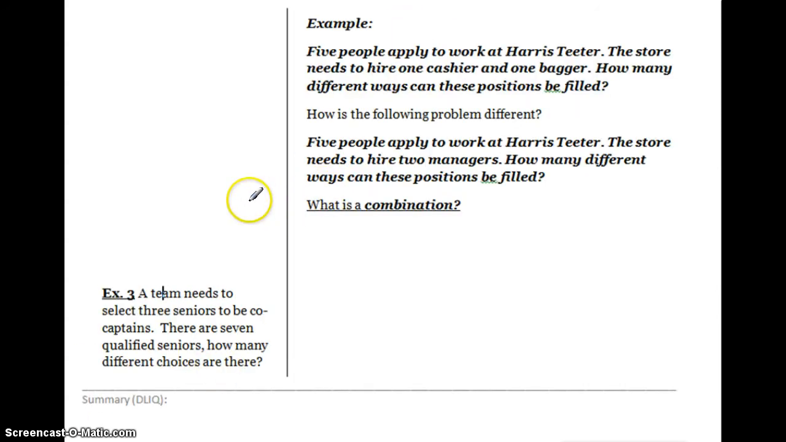Last but not least, we're going to look at a third way of finding different arrangements, and that is a combination. So let's look at the difference here. You have 5 people who apply to work at Harris Teeter. The store needs to hire 1 cashier and 1 bagger. How many different ways can these positions be filled? If you look at this, a cashier and a bagger are 2 totally different positions, and you might get paid differently. So the order in which you pick these people might matter.